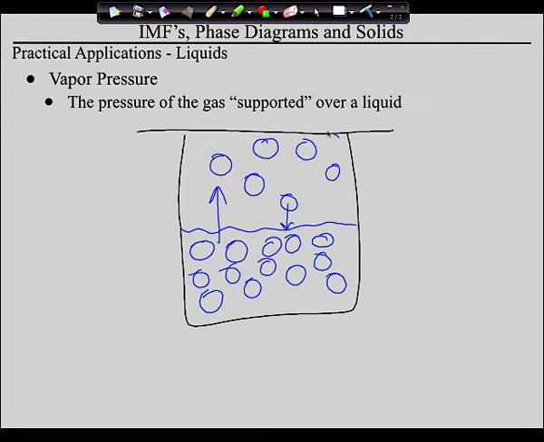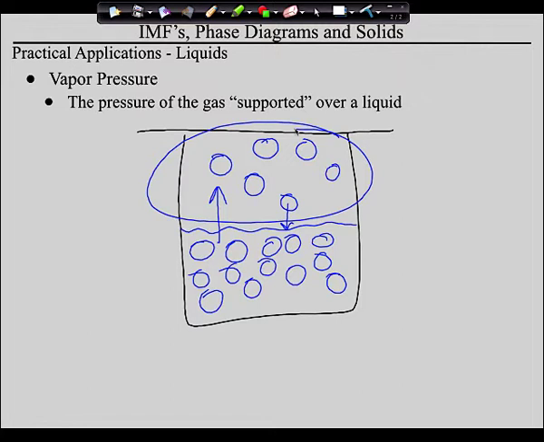And guys, the pressure that is exerted by the gas over the liquid is the vapor pressure. Now guys, here's the thing that makes this interesting. The vapor pressure is attributed to the liquid. So we would say the vapor pressure of the water is whatever the pressure is of the gas. But we attribute the vapor pressure to the liquid. So those are the fundamentals of vapor pressure.